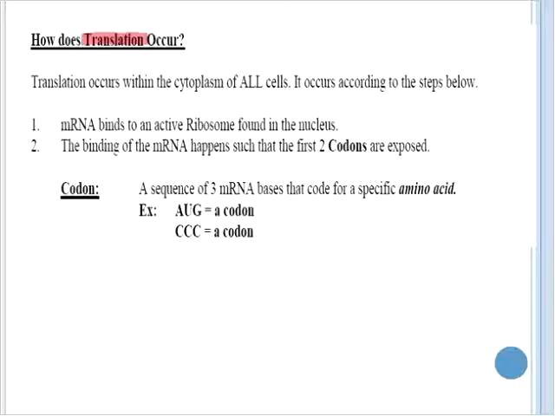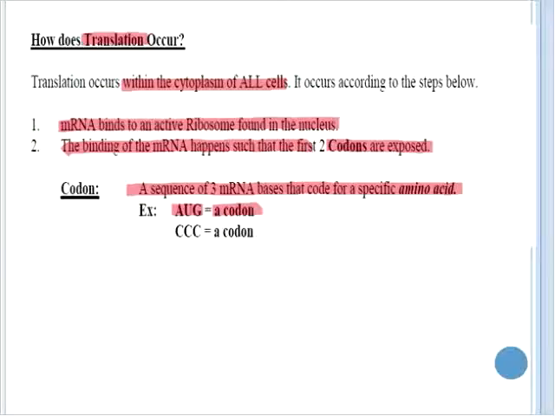Translation occurs within the cytoplasm of all cells according to steps you see listed. Initially, messenger RNA will bind to an active ribosome found in the nucleus. The binding of the messenger RNA happens such that the first two codons are exposed. And a codon is a sequence of three messenger RNA bases that code for a specific amino acid. For example, the sequence AUG would represent one codon. The sequence CCC would represent another. Three nucleotide bases comprise a codon.